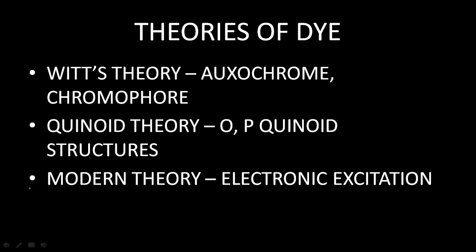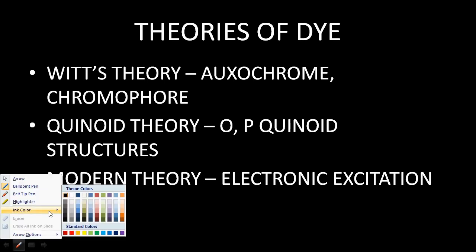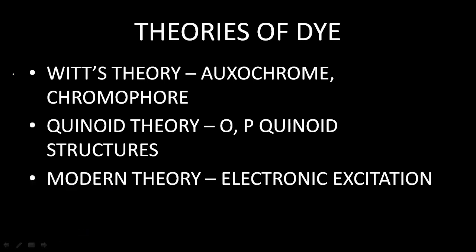So this is about theories of dye, how the color takes place. You must be aware of the simple physical concepts that we have been studying in the earlier classes, so I won't go through that. In chemistry, I'll start with three theories. The first one is Witt's theory, the second is Quinoid theory, and the third is modern theory. These are pretty easy and basic.